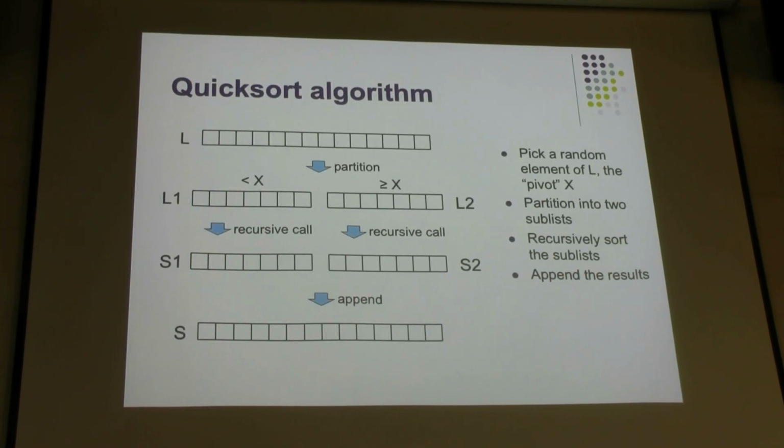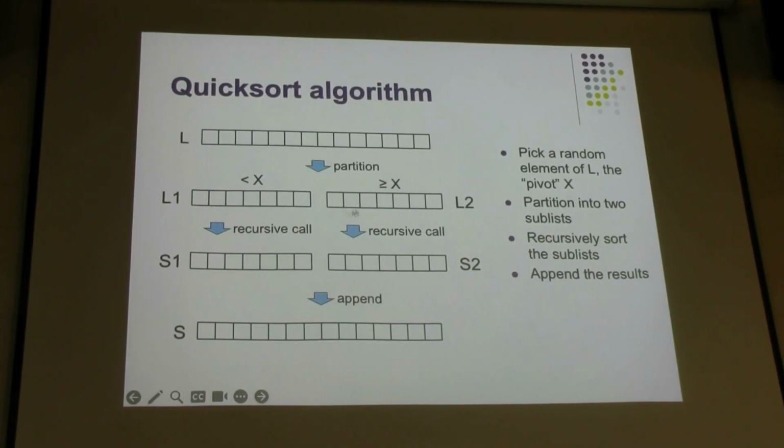Okay, so quicksort, a quick refresher. Quicksort is one of the standard sorting algorithms, which uses a divide and conquer approach. So here's the list L. I pick a random element, which is called the pivot, and I partition the list L into two lists. One of them where elements are less than the pivot, and another one where they're greater than or equal to the pivot. Then I recursively call quicksort to have two sorted lists.